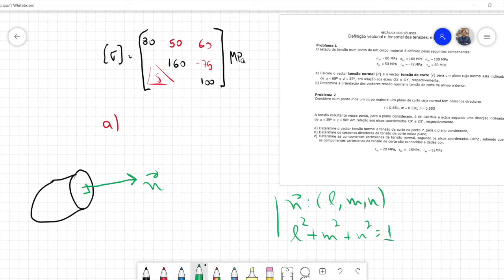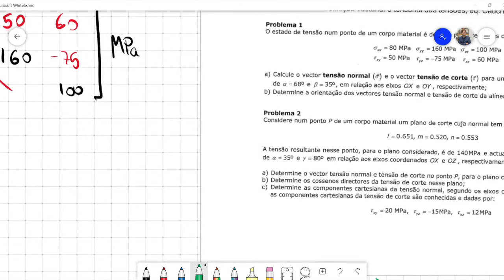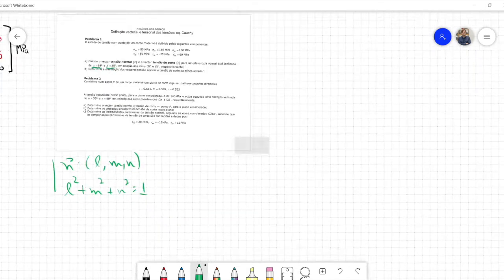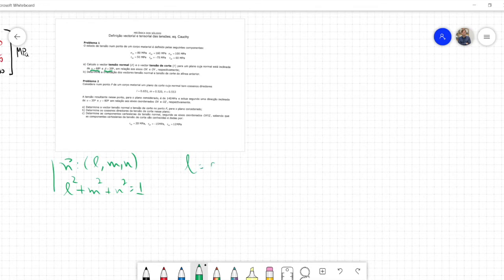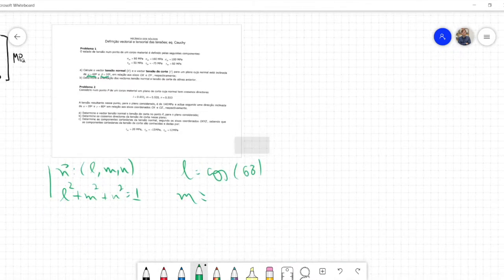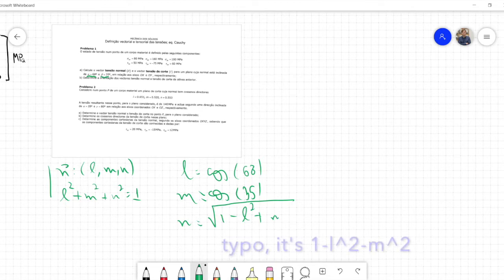And this will be important here because, as you see, we have here the definition. Alpha gives us the first cosine, and beta gives us the second. So that means we know L, that is the cosine of 68 degrees, and we know M, that is the cosine of 35. And so we need to determine the third cosine, and that will be following this relation, 1 minus L squared minus M squared. Okay, so this is the part in the class where I ask you to perform these calculations.